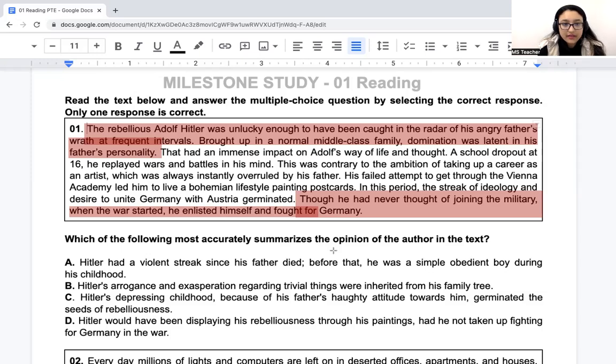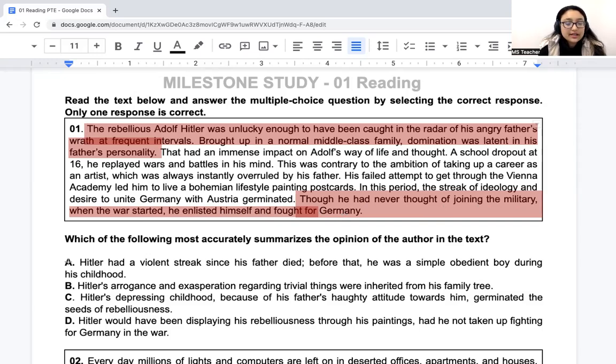The rebellious Adolf Hitler was unlucky enough to have been caught in the radar of his angry father's wrath at frequent intervals. Brought up in a normal middle-class family, domination was latent in his father's personality. Okay, this is about Adolf Hitler and how his father played a role and was very dominating. And his father became angry at him. Though he had never thought of joining the military, when the war started, he enlisted himself and fought for Germany. So later on, he fought for Germany.